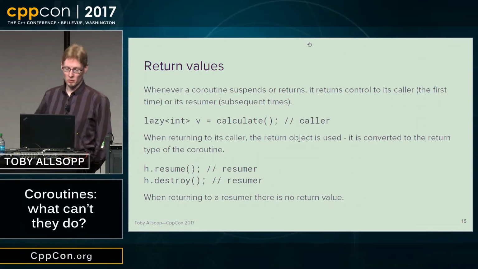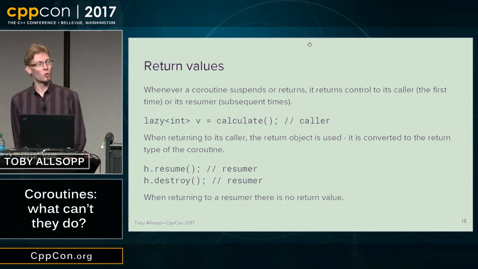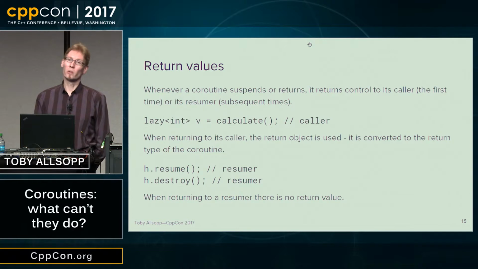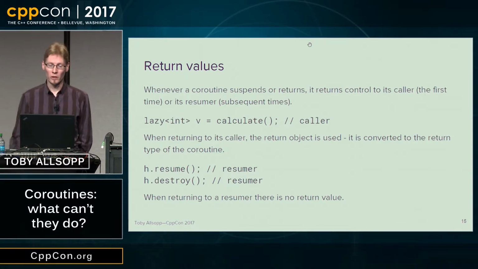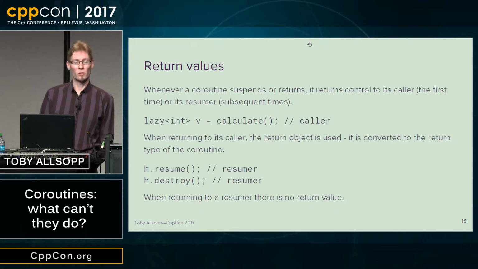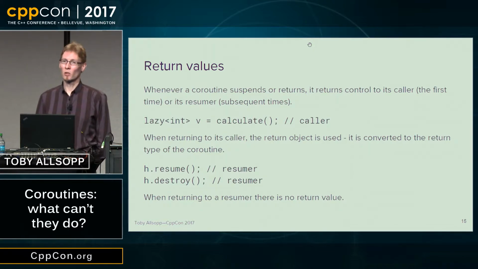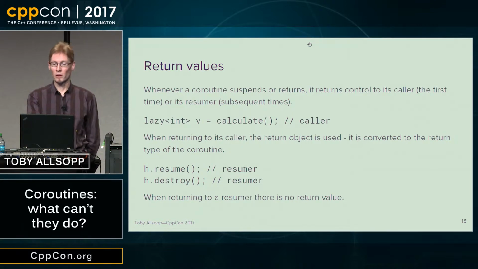So there's just a minor difference in terminology. The caller is what's expecting the actual return value of the coroutine. A resumer is something that doesn't get any return value back. So the first time the coroutine returns or suspends, it goes to its caller and it returns a value. Subsequent times it goes to a resumer and doesn't return a value.